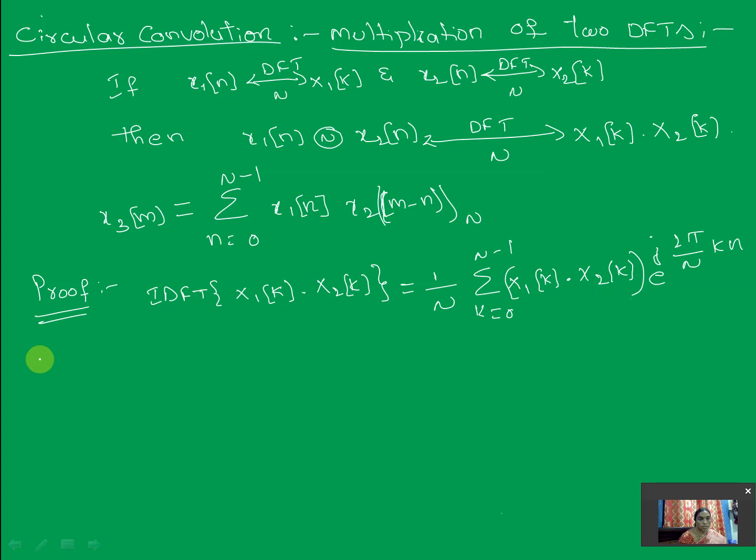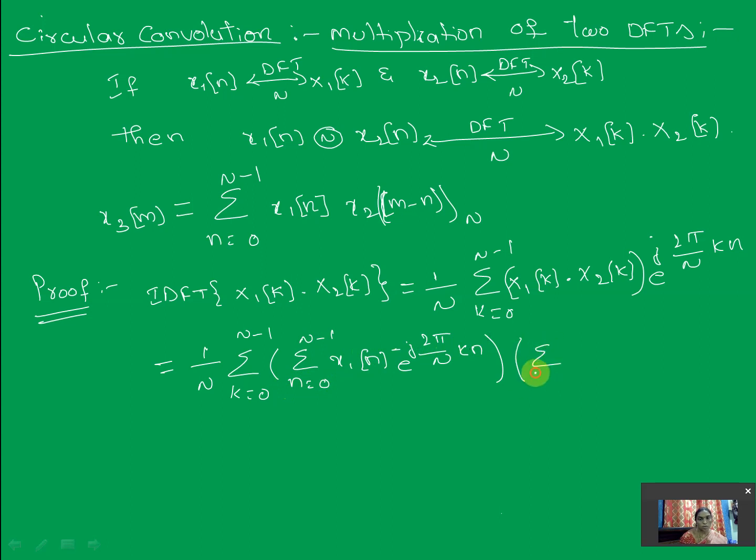So now, take those formulas: summation k from 0 to N minus 1. What is x1 of k? That is the DFT of x1 of n, so I am writing that formula. Right, now the same for x2, and now here is the third term, e power j 2 pi by N kn. Here there are 3 summations: 2 for n, 1 for k, and 3 exponential factors.